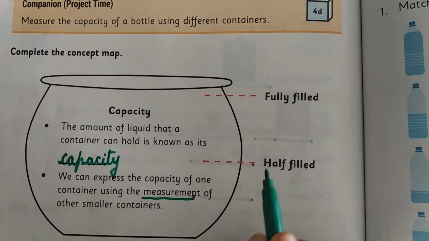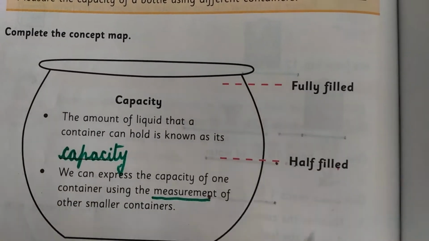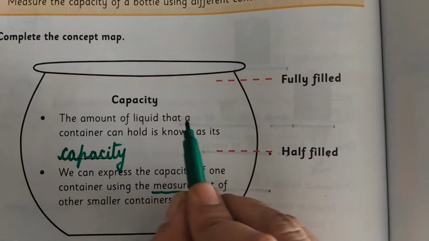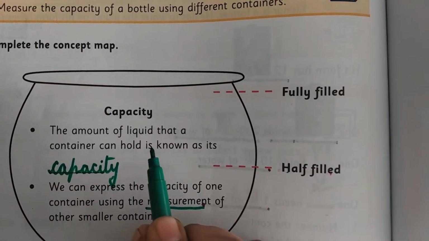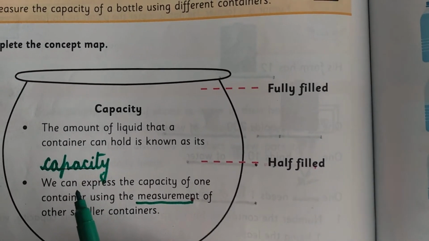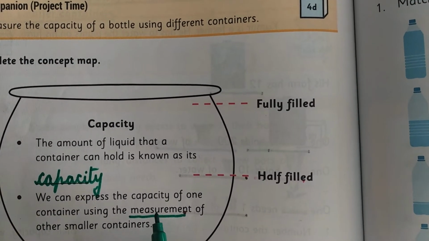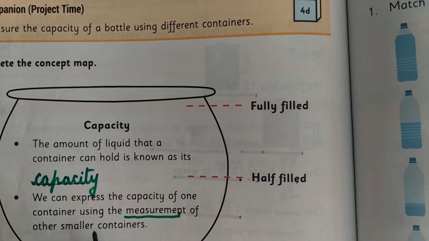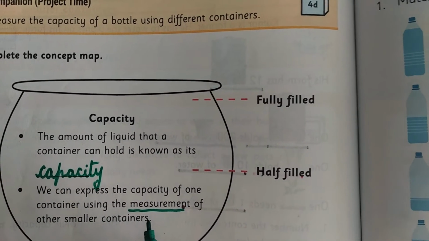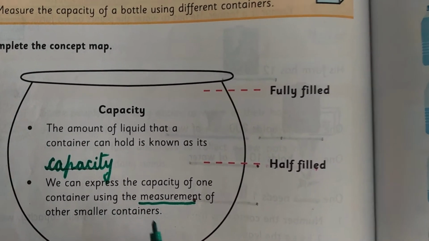So fully filled and half filled. Just now I showed you, I think you understood. So the amount of liquid that a container can hold is known as its capacity. We can express the capacity of one container using the measurement of other small containers. By using a small container only, we can measure the capacity of that big container.